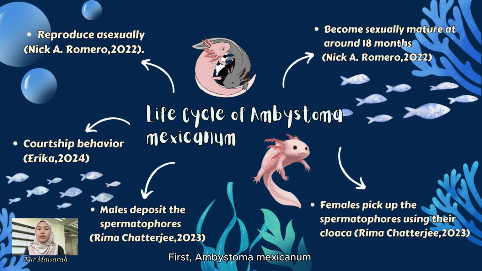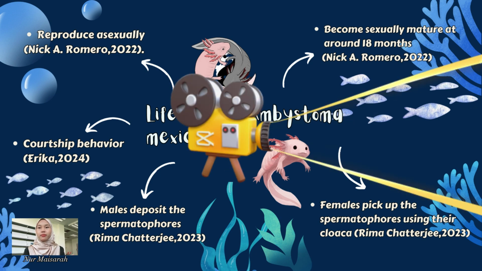Now we can start on the life cycle of Ambystoma mexicanum. First, Ambystoma mexicanum, also known as axolotl, reproduces sexually with internal fertilization. Second, courtship behavior. Courtship behavior of axolotl is where they face each other and do tense circular movements, nuzzling and gentle biting. Next, the male will deposit the spermatophore, also known as a sperm packet, which contains spermatozoa. Then the female picks up the spermatophore using her cloaca. Cloaca is commonly known as a vent, which serves as the single opening for excretion and reproduction. Lastly, the axolotl becomes sexually mature at around 18 months while still in its aquatic larval form.